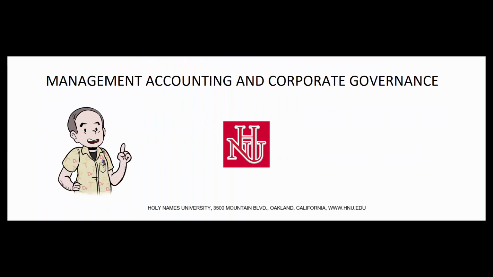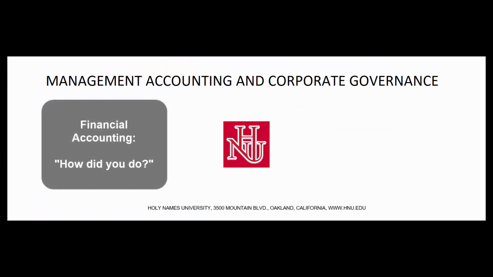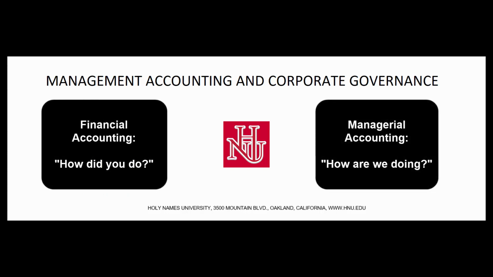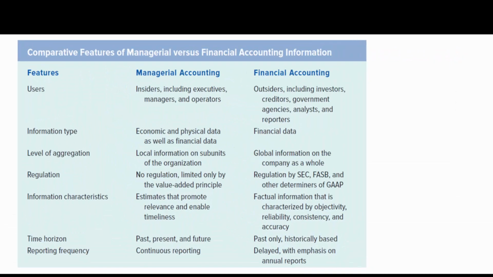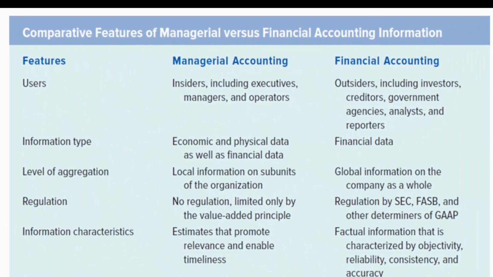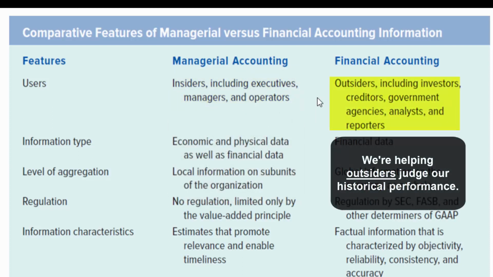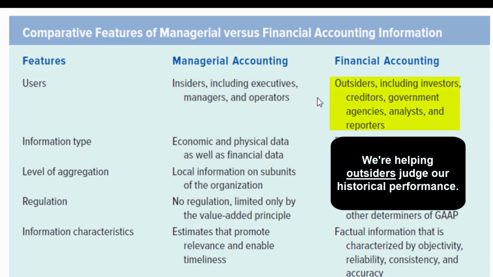All right, let's talk about management accounting. So, financial accounting, I like to say, answers the question, how did you do? And managerial accounting answers the question, how are we doing? So, in managerial accounting, we're preparing reports primarily for insiders to help them plan, direct, and control our business. Whereas in financial accounting, we're making reports primarily for outsiders.